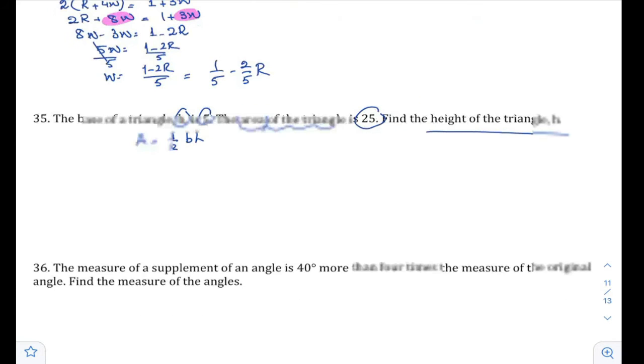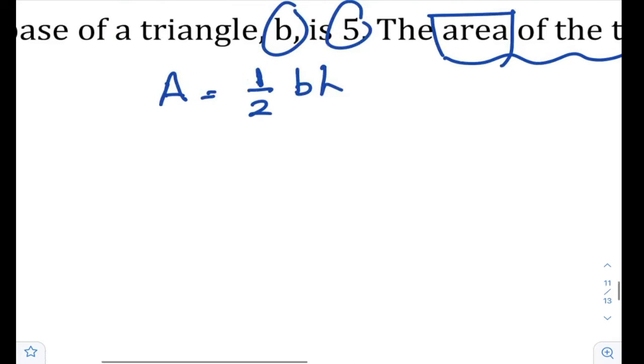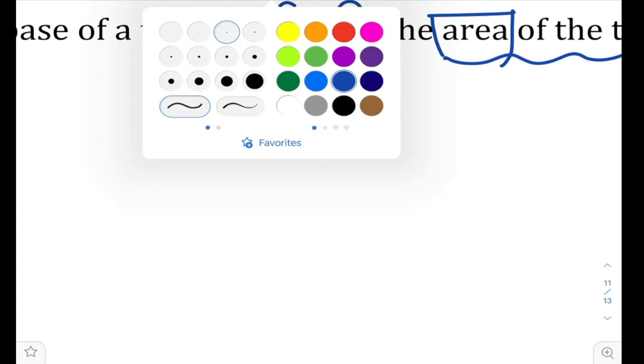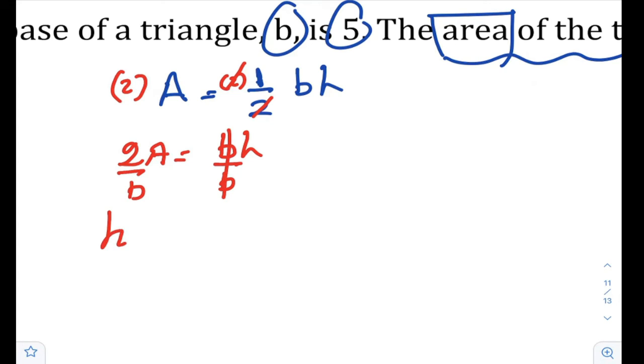If he is asking to find the height h, let's solve for h. خلينا نطلع ال h لوحدها. How can I find h? First of all, multiply by 2, so that we get rid of the denominator. So صار عندي 2A is equal to bh. And to find h alone, I divide by b. Now we have an equation, a formula. h is 2A over b.